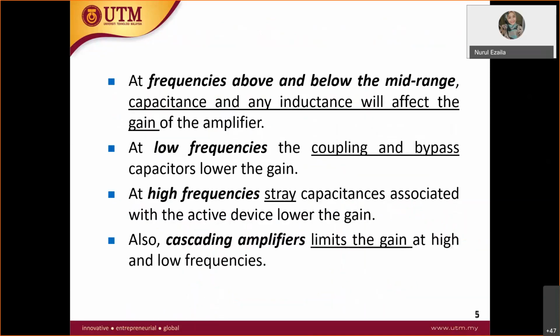Okay, at frequency above mid-range, you can still hear me, right? Oh, you have a question.